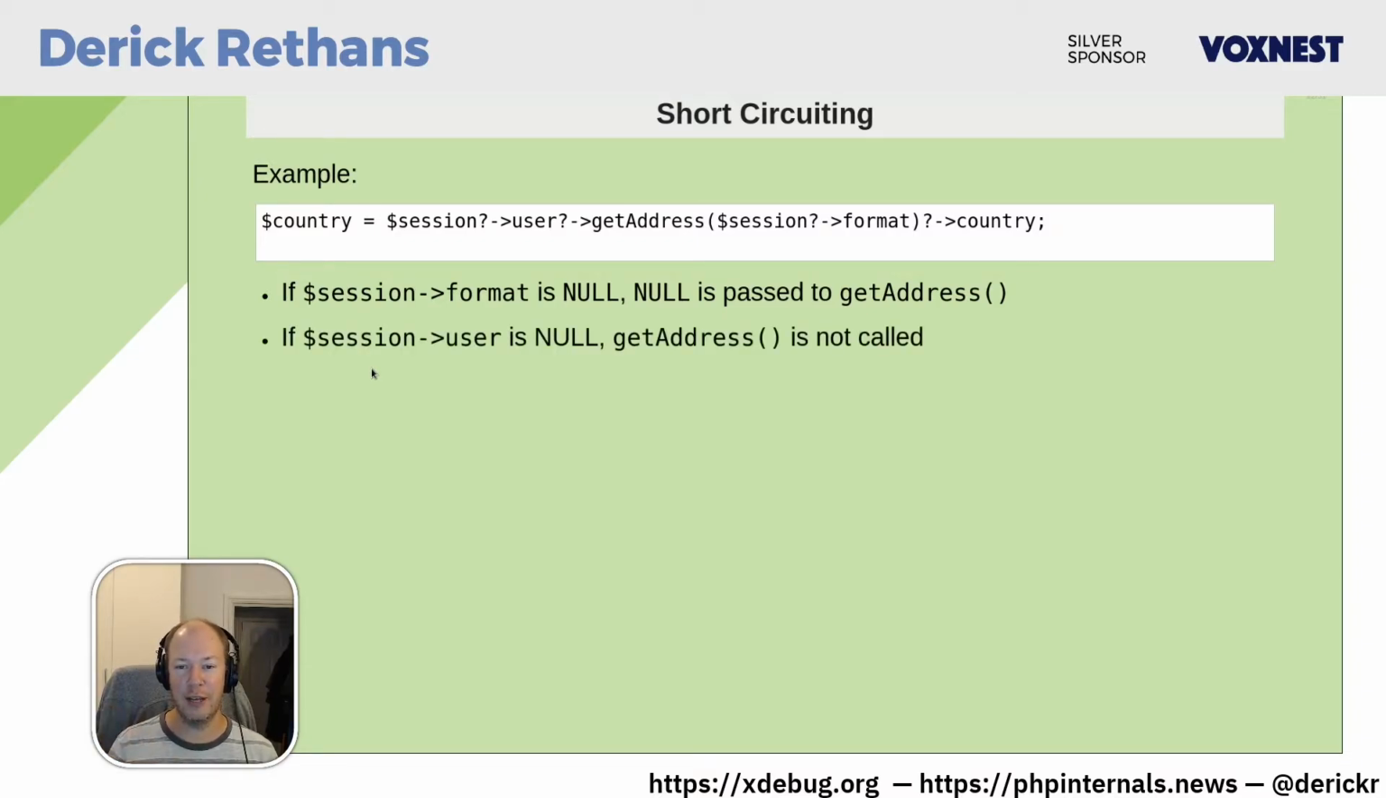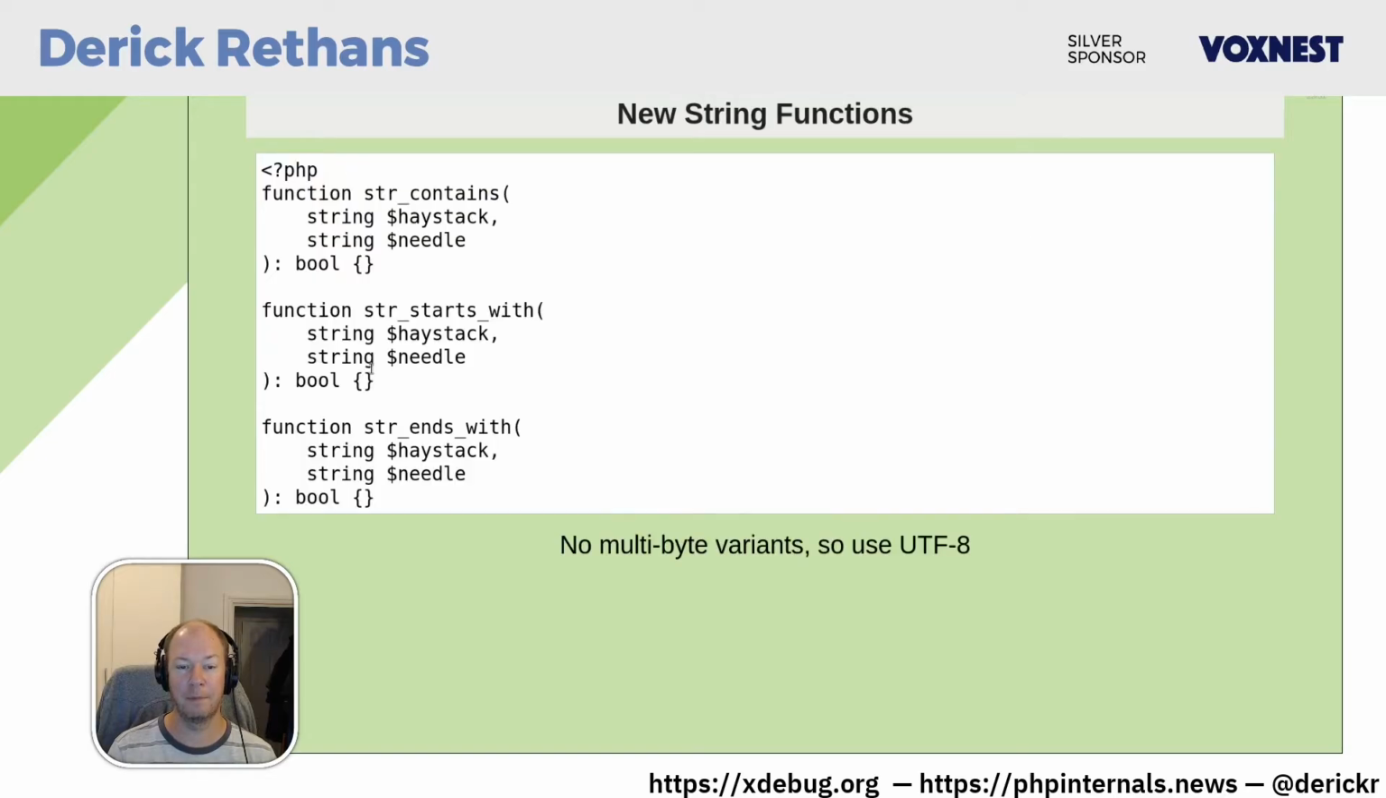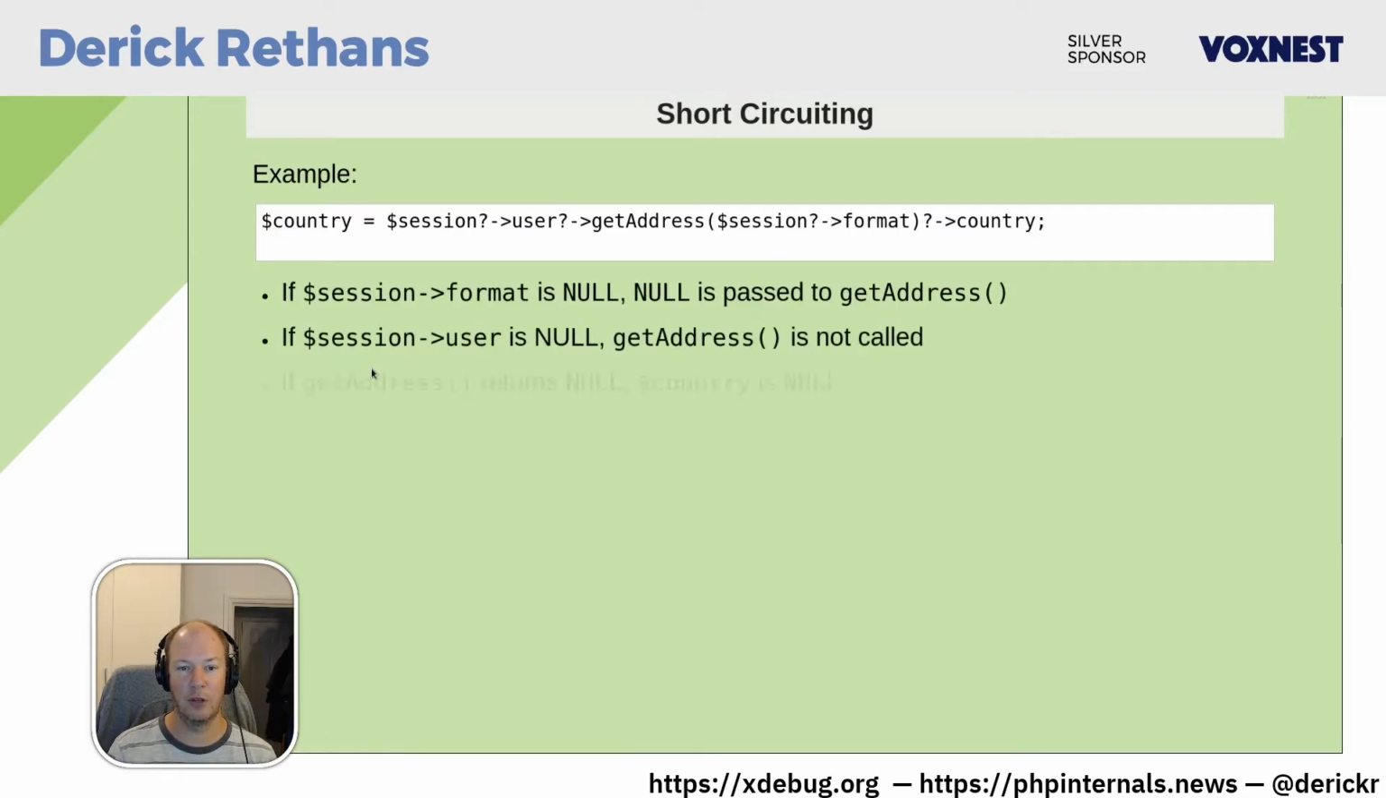If session user equals null, then getAddress would never be called. That also means that the arguments that are being fed in would also never be called, if there had been a method call in there. If getAddress returns null, country will be null. So those are the three statements. It all behaves as you expect it to behave.